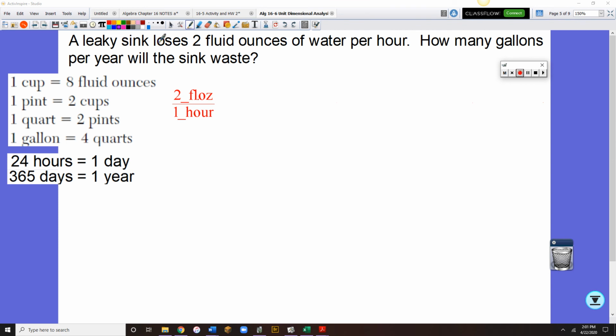All right, let's do one completely start to finish. A leaky sink loses 2 fluid ounces of water per hour. How many gallons per year will the sink waste?